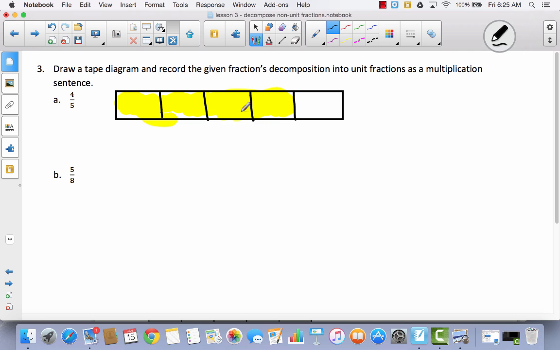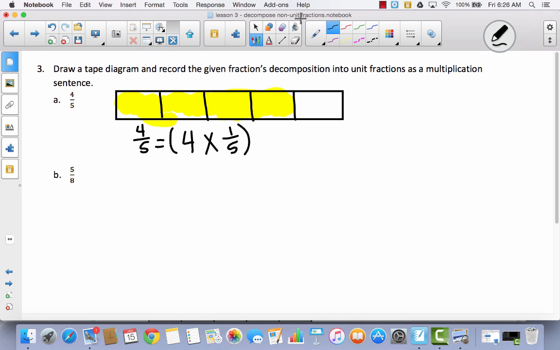All right, so now we're going to write this as a whole number times a unit fraction. So we've got 4/5 equals, and how many fifths do we have? We have 1, 2, 3, 4. So we're going to have 4 times 1/5. That's going to save us from writing 1/5 plus 1/5 plus 1/5 plus 1/5.